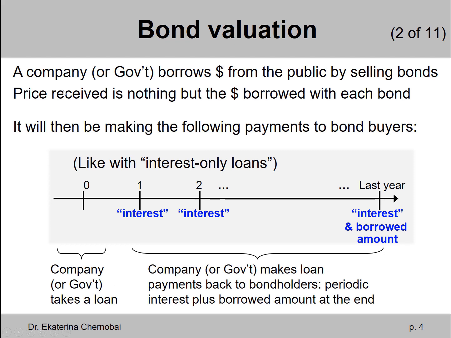So let's say a company or a government borrows money from the public by selling bonds, right? And so the price at which each bond is sold is exactly how much was borrowed by that company or government with each bond sale. And in return, kind of like with interest-only loans that were covered in the previous chapter, the corporation or the government will be paying back regular loan payments that reflect interest. It's actually more like interest-only loans. So the company or the government will be paying interest periodically, and at the very end, it will also pay the borrowed amount in one large chunk.